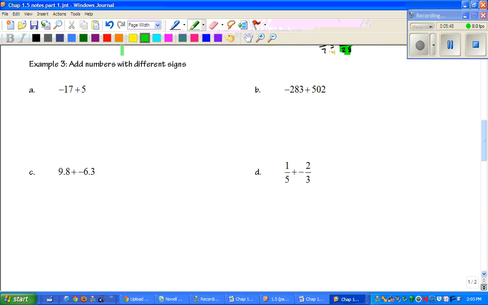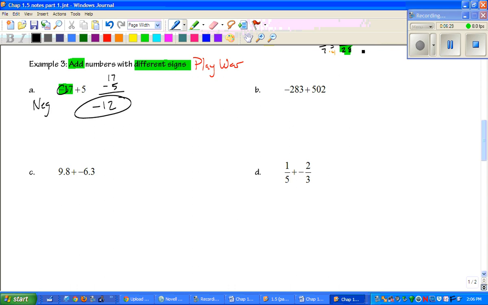Adding numbers with different signs. Now, what I like to do when we're doing this is I like to play war. Okay? What's bigger, the positives or the negatives? Okay, negatives are bigger. By how much? Well, for that we have to subtract. And you're always going to subtract the smaller number from the bigger number. 17 minus 5 gives us 12, and that's a negative 12 because the negative's won. Okay, so right away I know this is going to be negative.